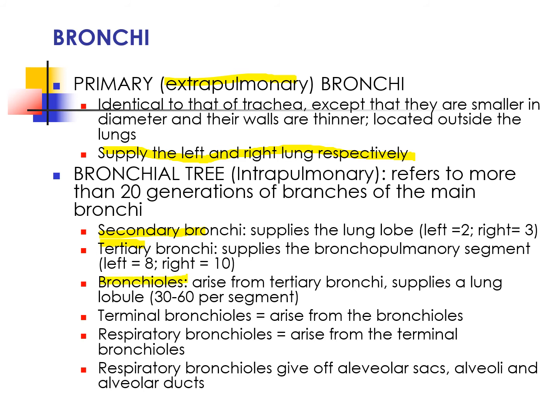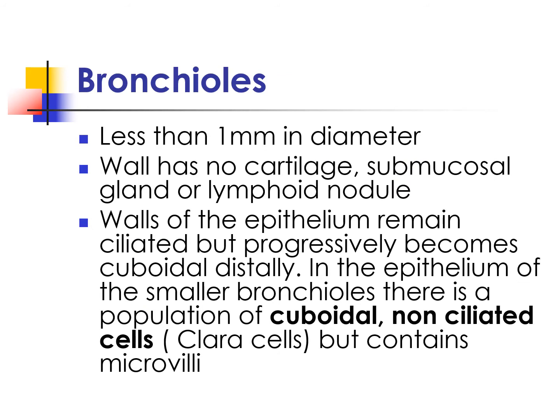So we also have the bronchioles. We have terminal and respiratory bronchioles. So yung bronchioles, anong diameter niya? Less than 1 millimeter. So in the epithelium of the smaller bronchioles, there is a population of cuboidal, non-ciliated cells. Other term for that is clara cells.